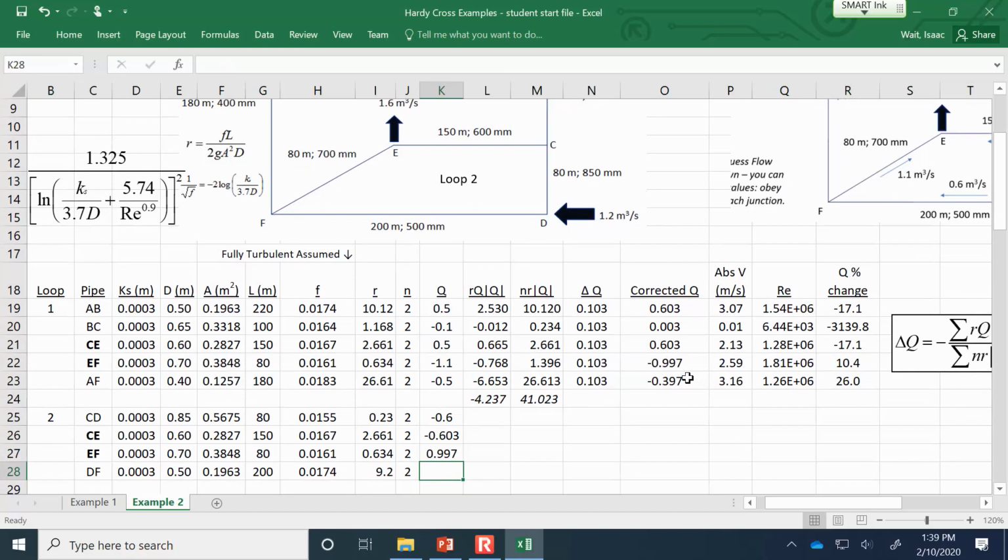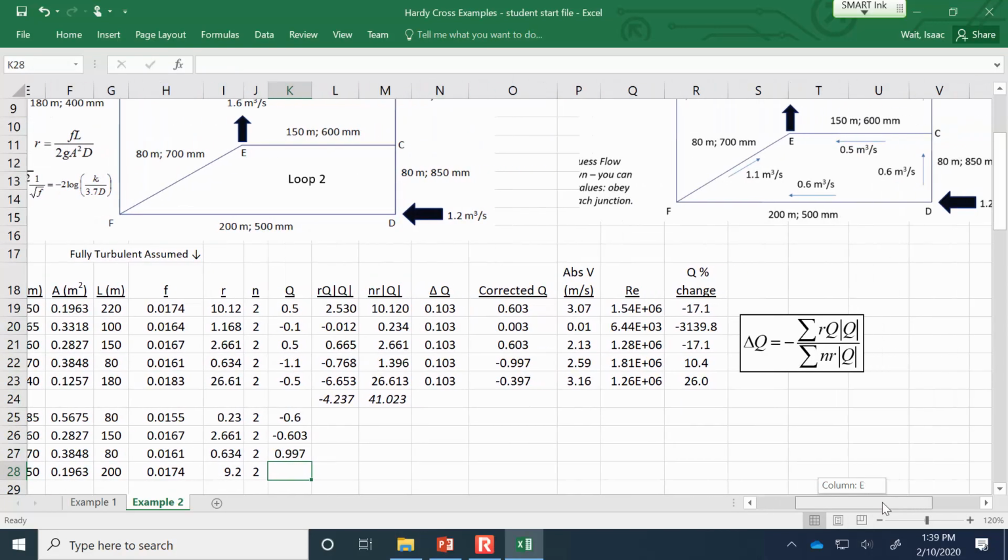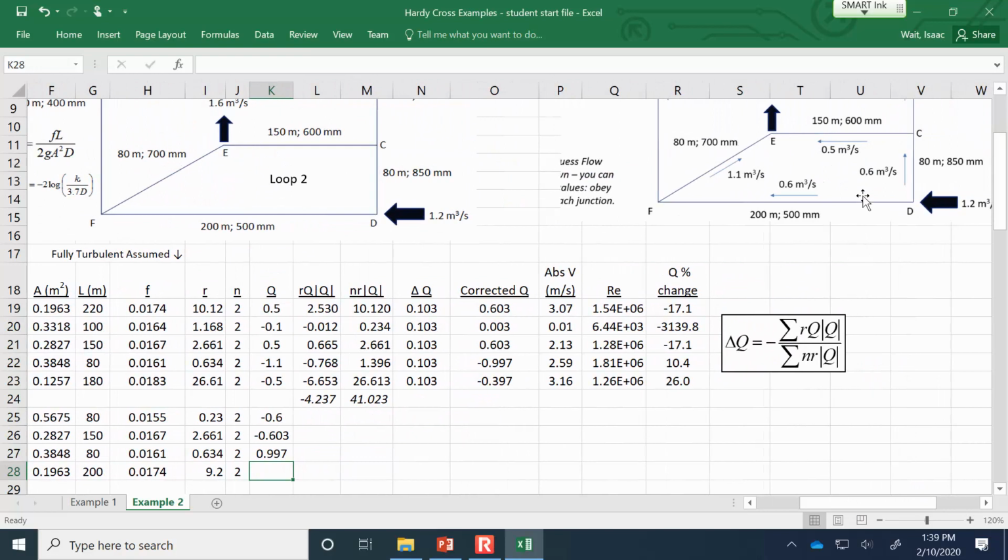And then DF, I don't have anything other than my initial guess flow rate of 0.6. And that was in the same direction as clockwise, and so it's positive. So 0.6.